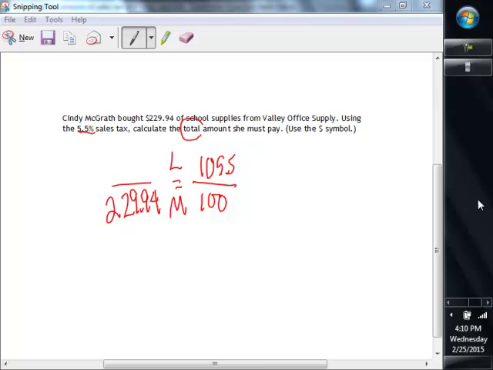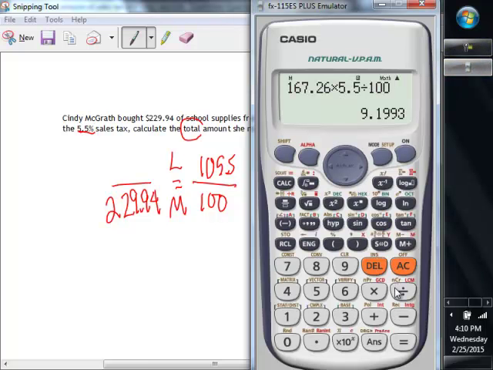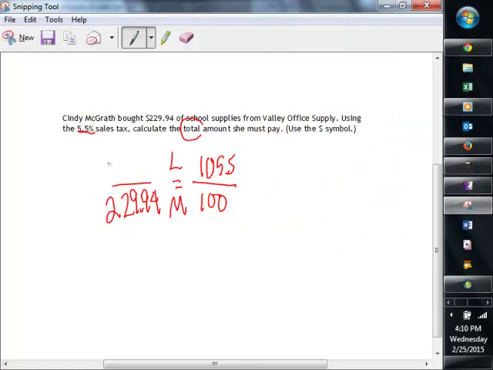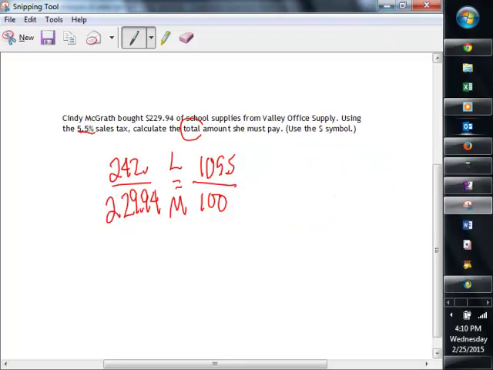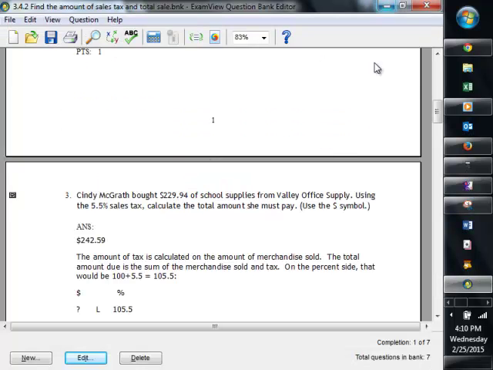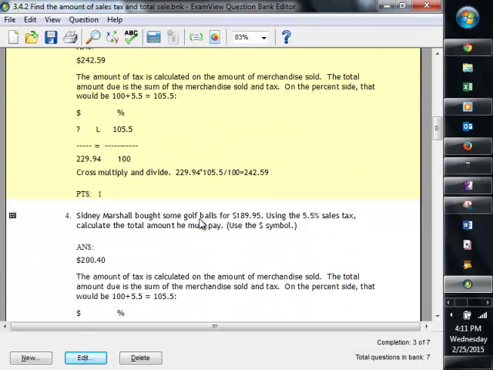So we're going to use our calculator. 229.94 times 105.5 divided by 100. I'm sorry, you wouldn't use this to find out how much money you owe for your taxes, because you don't have to pay for your merchandise through your taxes. You just have to pay the amount of taxes. 242.59. All right. Next.